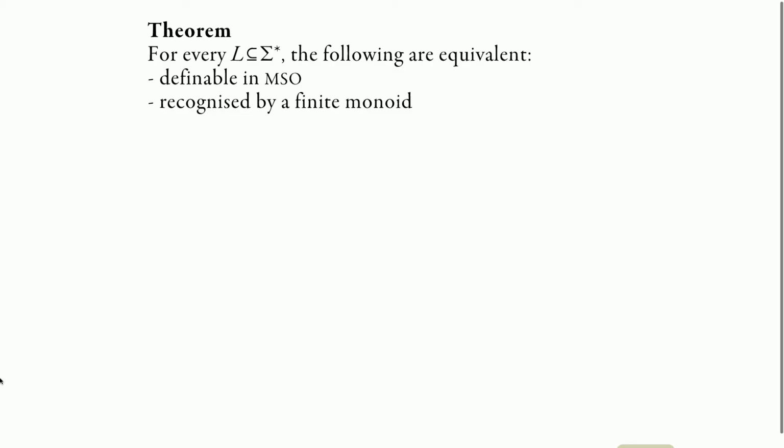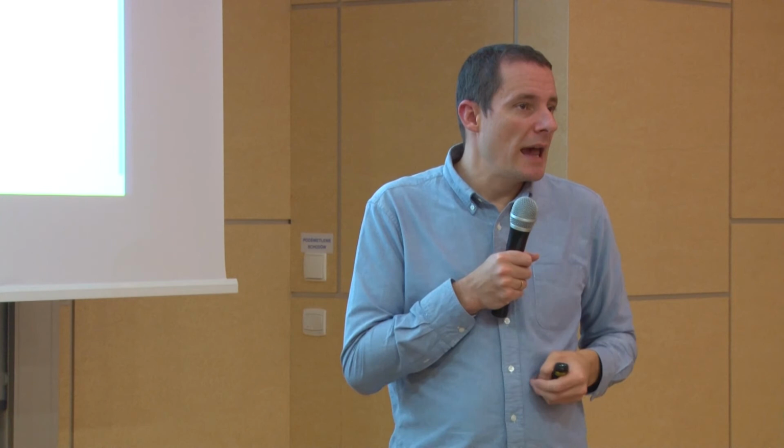A corresponding result, which I have already discussed in speaking, and also Moshe mentioned it, is these sublogic things. So if you remember, the main theorem we had was that MSO is the same thing as finite monoids. But what about first order logic? This is not the same.